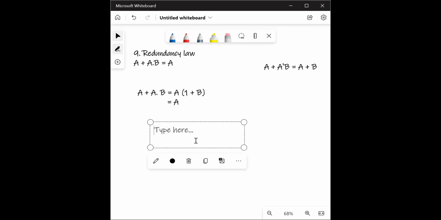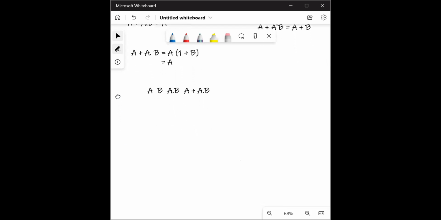Yeah. So here I'm going to have 2 variables, A, B, then A dot B, and finally A plus A dot B. So let's see, right? What will happen?